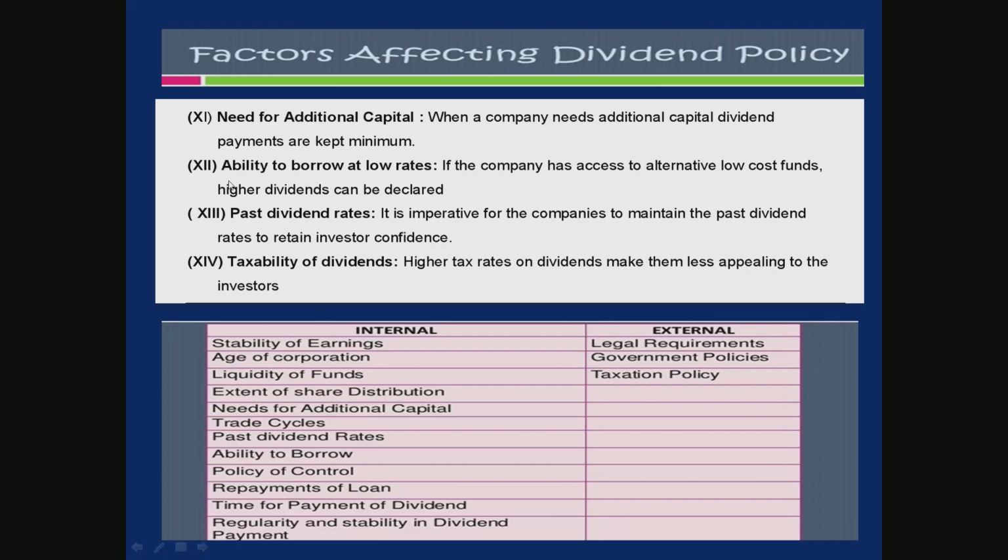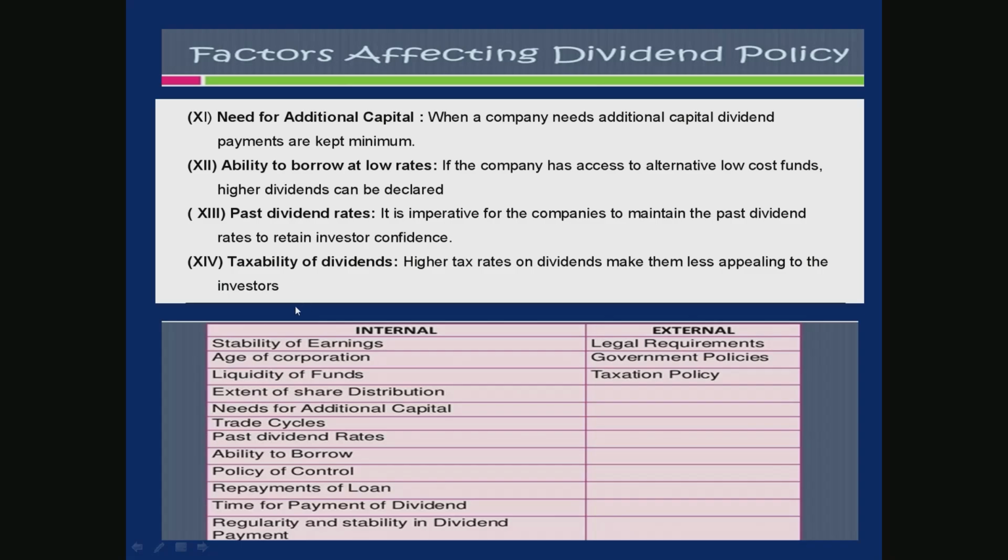Ability to borrow at lower rates. If the company can borrow at lower rates, it would prefer to go for high dividends. Past dividends. If the company has given good dividends in the past, it has to retain the same position now also. Taxability of dividends was already discussed.